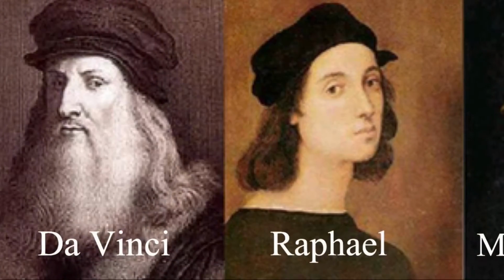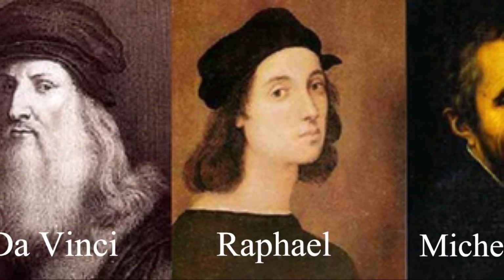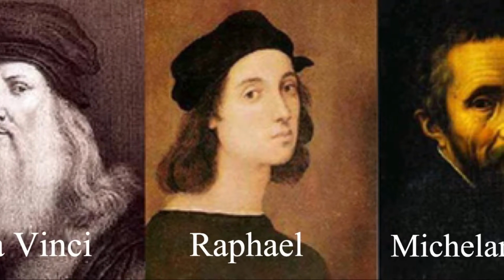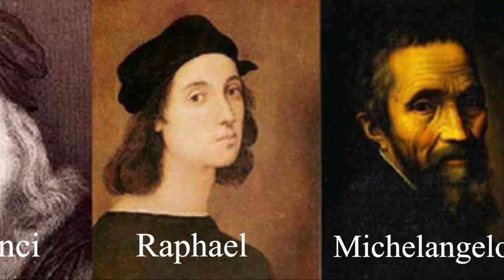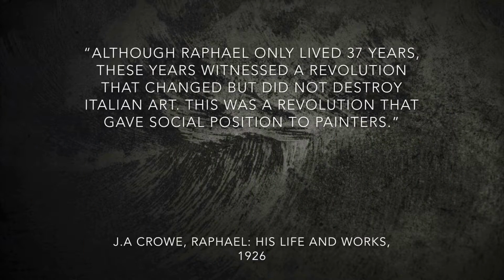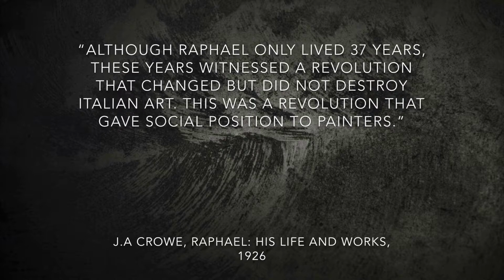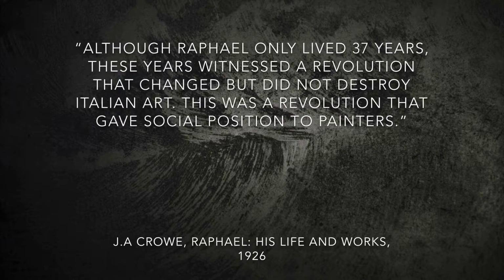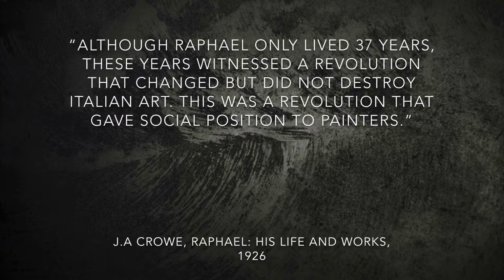One of the most influential artists during the High Renaissance period was the Italian painter Raphael Sanzio. He was born in 1483 in Italy, and along with Michelangelo and Leonardo da Vinci, he fits into the traditional trinity of great masters of this time period. According to Crow, although Raphael only lived 37 years, these years witnessed the revolution that changed but did not destroy Italian art. This was a revolution that gave social position to painters.